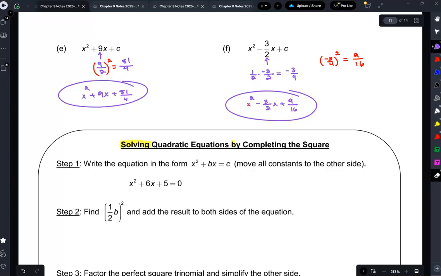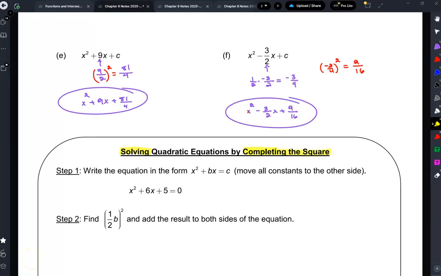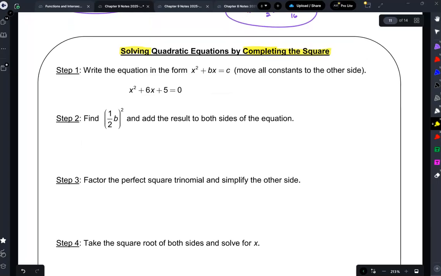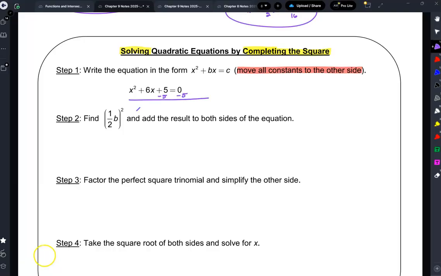The first thing we want to do is write the equation in the form of this. So we want to move all the constants to the other side. Right. So first, let's take any constants to the other side. Okay? Here, the constant is 5. So I do minus 5, minus 5. So I get x squared plus 6x is negative 5. And I purposely left a little bit of a space there. We'll see what's going to happen there.